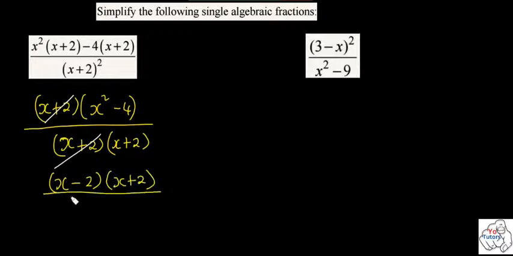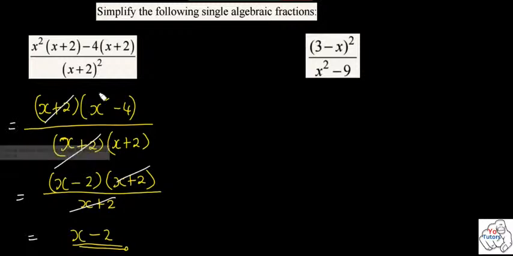Then we have over here x plus 2. And here again, what are we going to do? We cancel x plus 2, x plus 2. Then our final answer will be equal to x minus 2. That's our final answer. So let's move on to the next one. Now, there's something that you need to learn here.